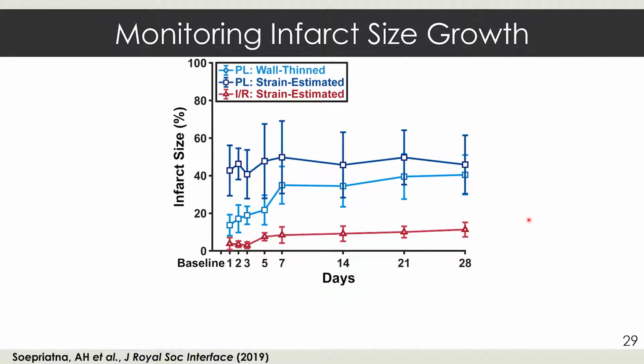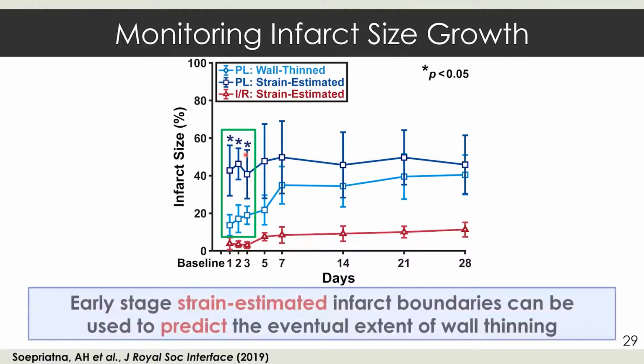And this is what I was mentioning earlier, where we were able to quantify infarct size based on our strain estimated approach for the Ischemia Reperfusion group. But we can't do the same thing with the wall thinning approach because there was no transmural infarct. And then this is the convergence that I was referring to earlier. At the earlier time points, as the walls are slowly thinning out, you can see infarct size based on the wall thinning approach begins to ramp up until it converges with those estimated early on from the strain estimated approach. And so this suggests that using our strain estimated technique, we can predict infarct boundaries in the early phase of remodeling that can be used to predict how severe the infarct is going to grow at the end of the remodeling process.